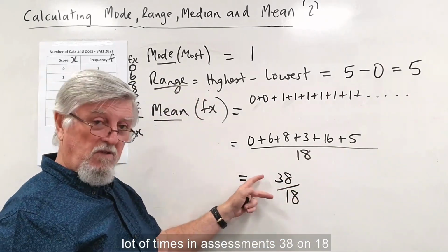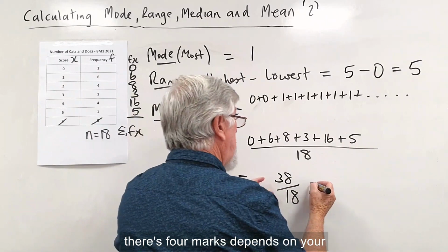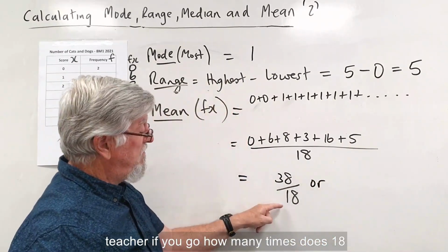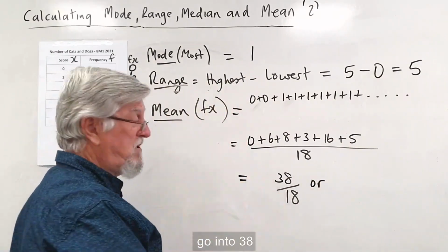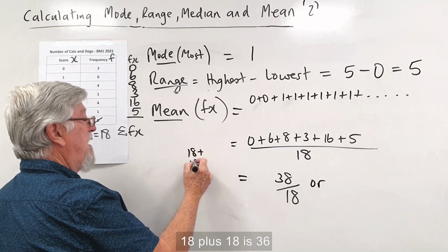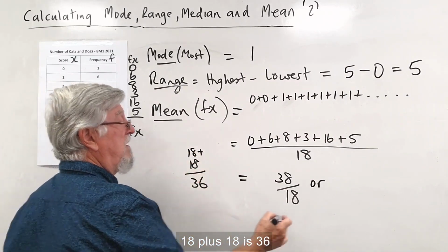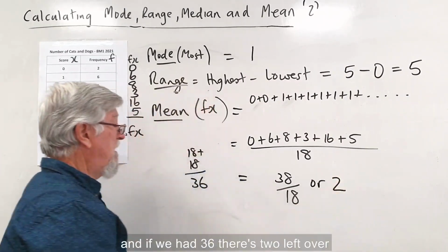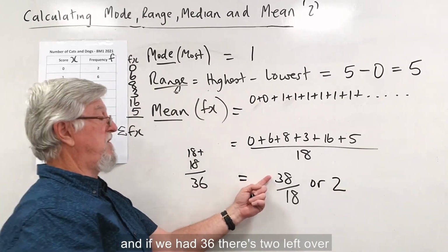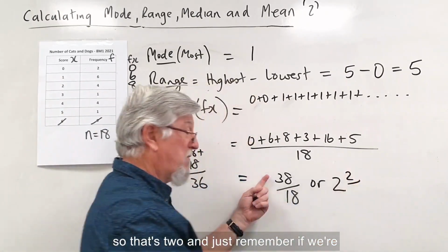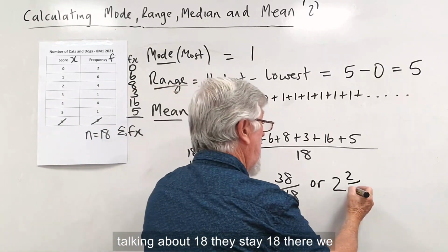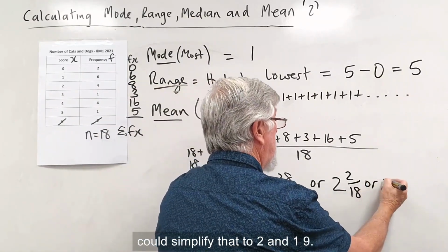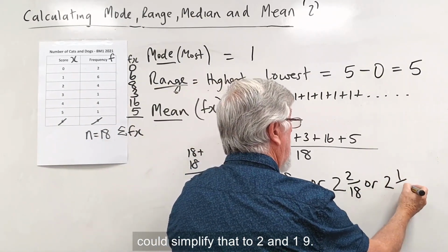Now, a lot of times in assessments, 38 on 18 is 4 marks. Depends on your teacher. If you go, how many times does 18 go into 38? 18 plus 18 is 36. So it goes in twice. And if we had 36, there's 2 left over. So that's 2, and just remember, if we're talking about 18, they stay 18ths there. We could simplify that to 2 and 1 ninth.